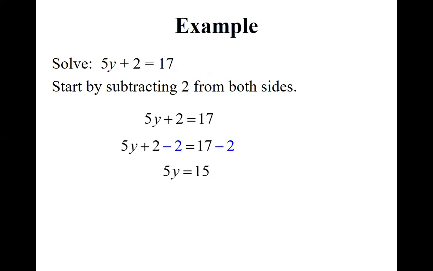Now, to get the y by itself, we need to undo multiplying by 5. We do that by dividing both sides by 5. We've just used both properties in the same equation, the one where we add and subtract and the one where we multiply and divide. This leaves us with y equals positive 3.